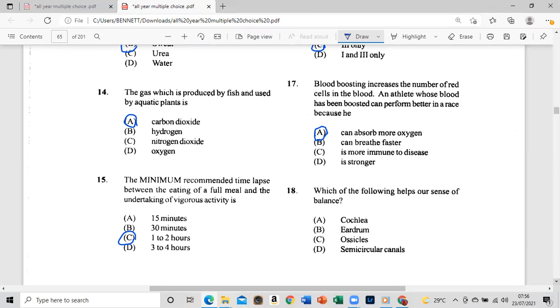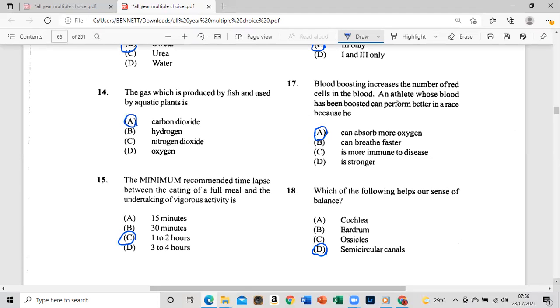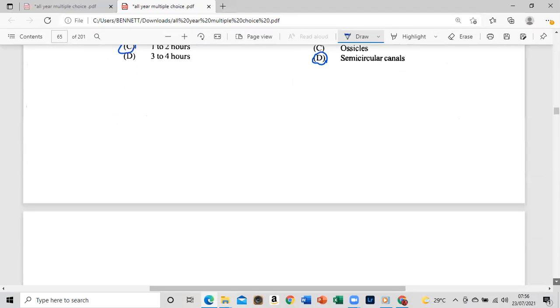Just win fairly. Which of the following helps our sense of balance? Is it the cochlea, the eardrum, the ossicles, or the semicircular canals? And that is D. Which of the following helps our sense of balance? And that is the semicircular canals. Let's move on to number 19.